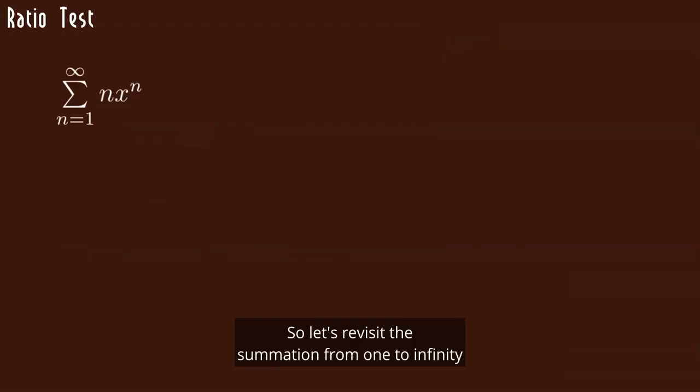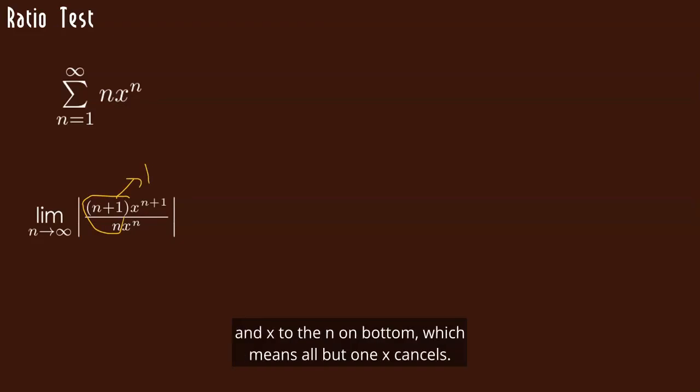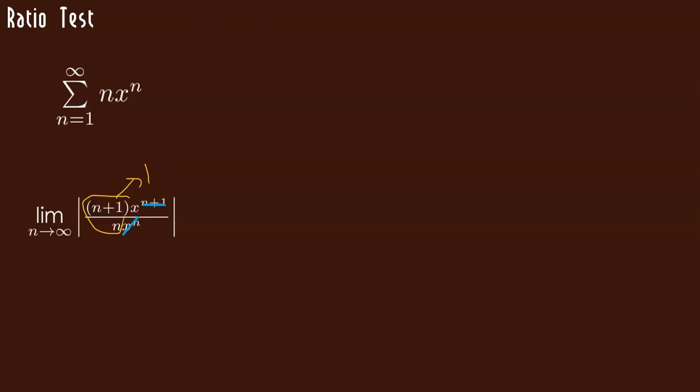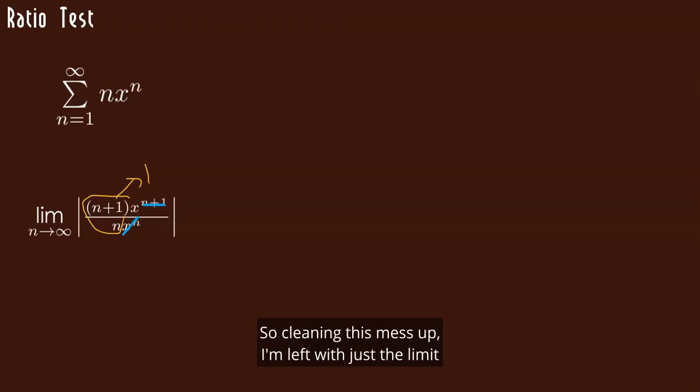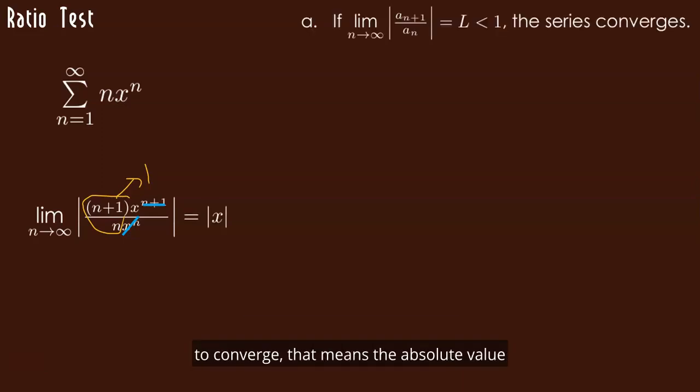So let's revisit the summation from 1 to infinity of n times x to the n. I have to look at the limit as n goes to infinity of n plus 1 times x to the n plus 1 all over n times x to the n. As n goes to infinity, n plus 1 over n goes to 1. Looking at my x's, I've got x to the n plus 1 on top and x to the n on bottom, which means all but one x cancels. I'm left with just an x on top. So cleaning this mess up, I'm left with just the limit as n goes to infinity of the absolute value of x, which is just the absolute value of x. Now, since the limit has to be less than 1 for the series to converge, that means the absolute value of x has to be less than 1.